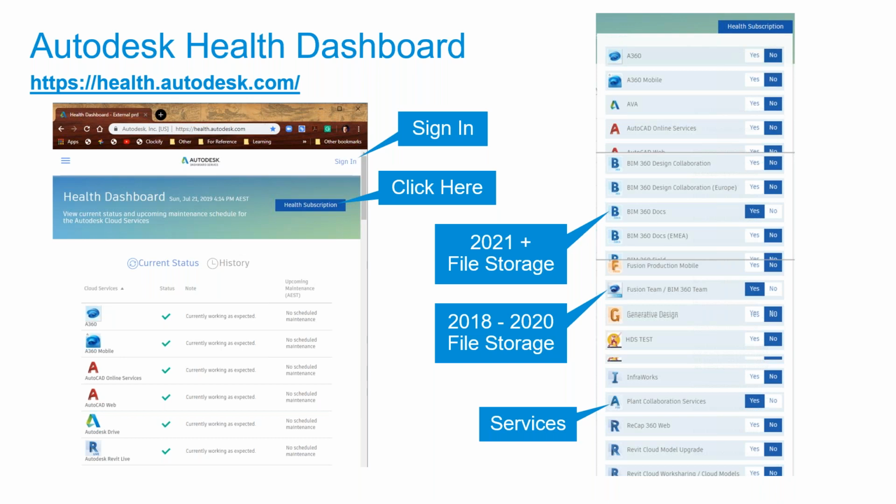For example, there's going to be Plant Collaboration Services down here at the bottom. Maybe you want to keep an eye on the Docs as well, since that's hosting the file storage. And then the older BIM 360 Team would be the Fusion/Team hubs here. So you may want to sign up for that depending on what you're using. That'll send you an email if something's degraded or if there's a maintenance window coming up. It's going to let you know ahead of time and you'll get that in your inbox.